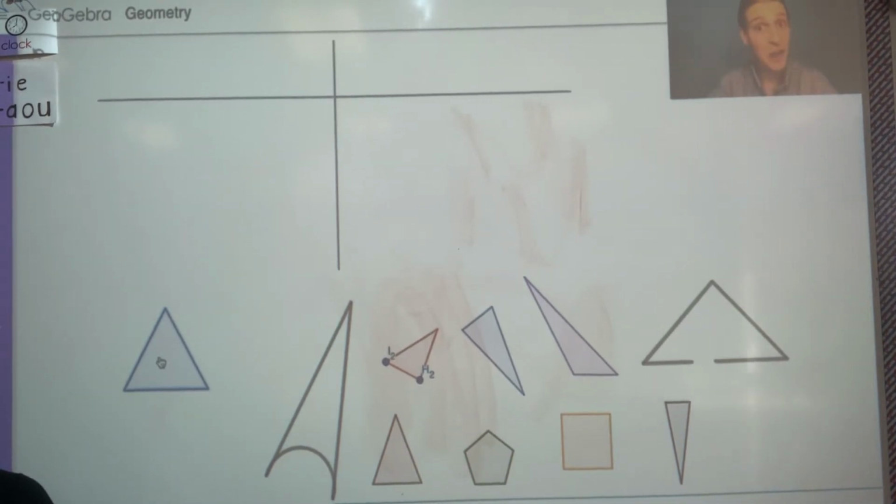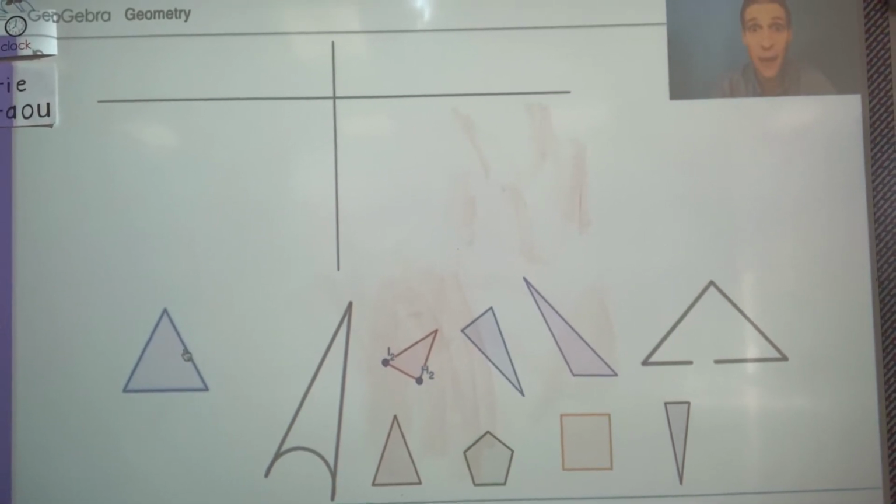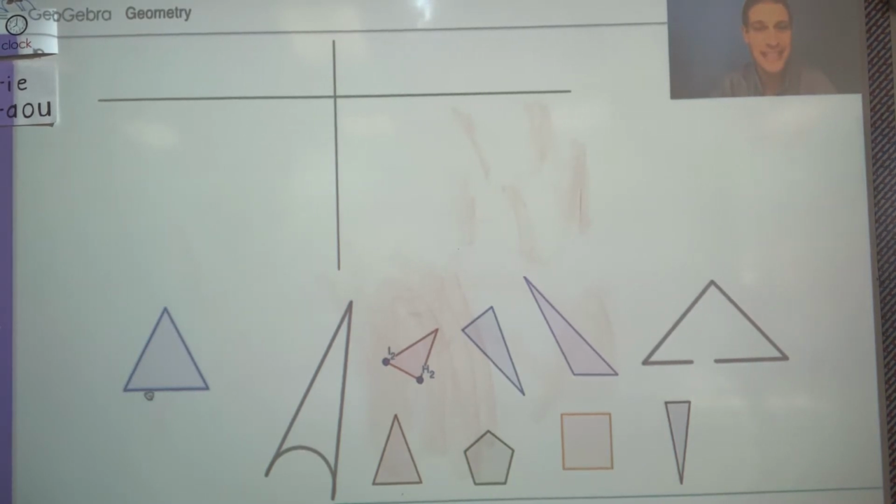Oh, I heard some of my friends over here. One of my friends said, Mr. Hammer, this shape has 3 sides. Look, let's count them. Look at my cursor. 1, 2, 3. One of my other friends said, it has 3 corners. Let's count them with my cursor. Ready? 1, 2, 3 corners. One of my last friends said, Mr. Hammer, it has no curves. The sides are not curved.